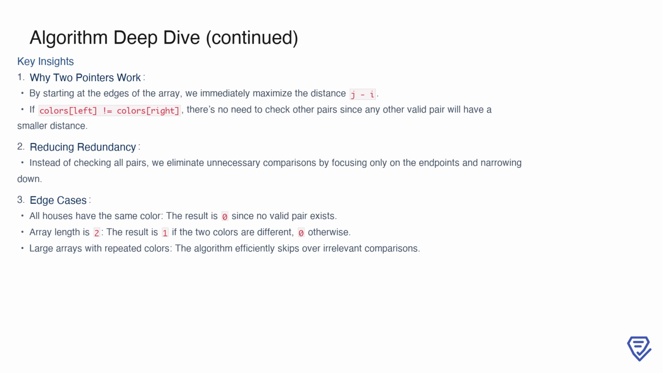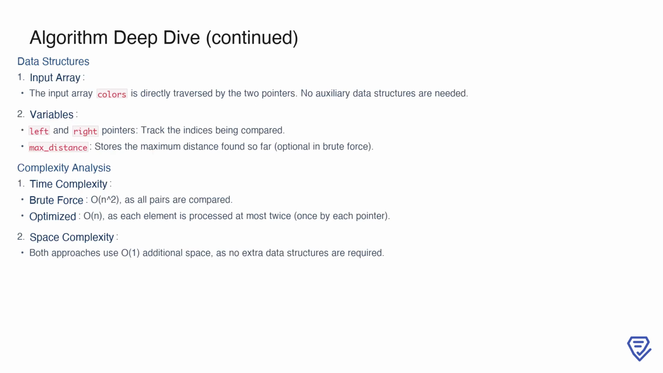If the array length is only 2, the result depends on whether the two houses have different colors. For large arrays with repeated colors, this approach efficiently skips over irrelevant comparisons, ensuring that we only focus on meaningful checks. This problem is straightforward in terms of the data structures required. The input array colors is directly traversed using the two pointers, and no auxiliary data structures are necessary.